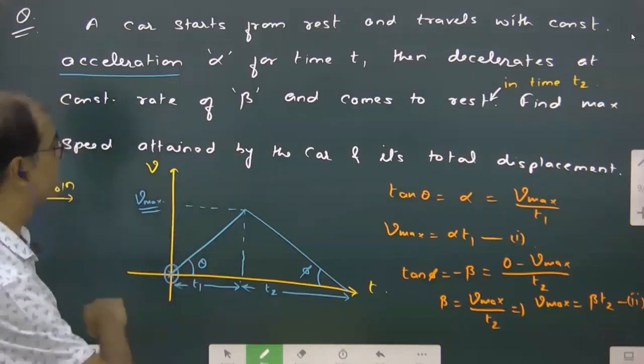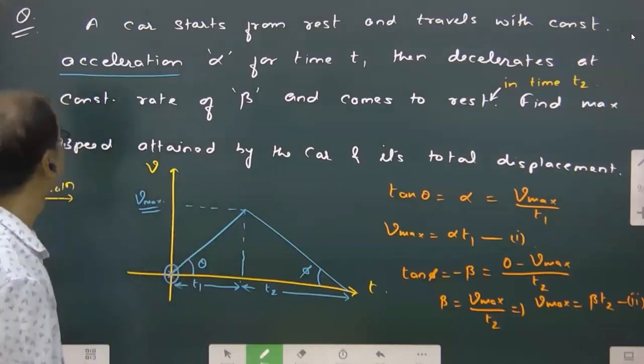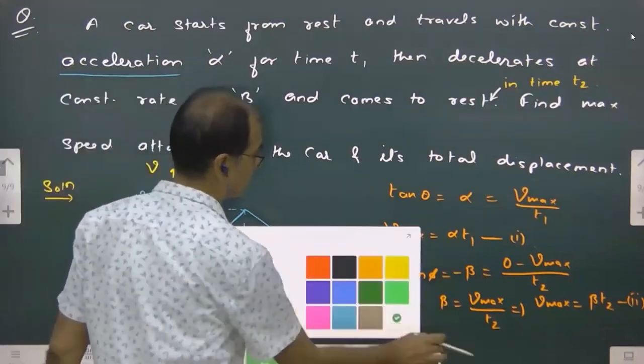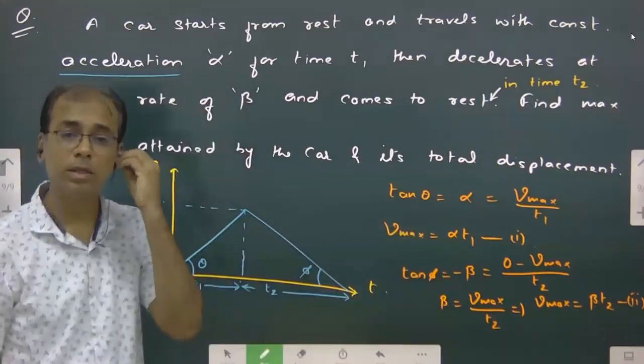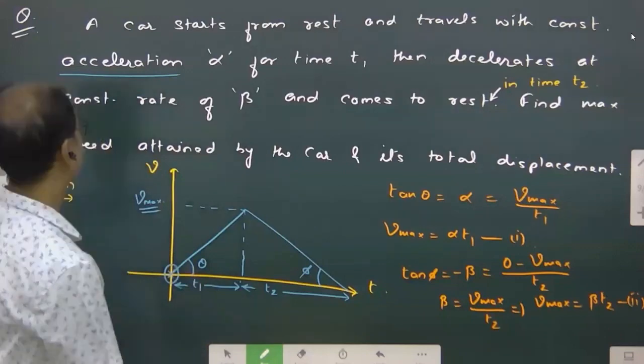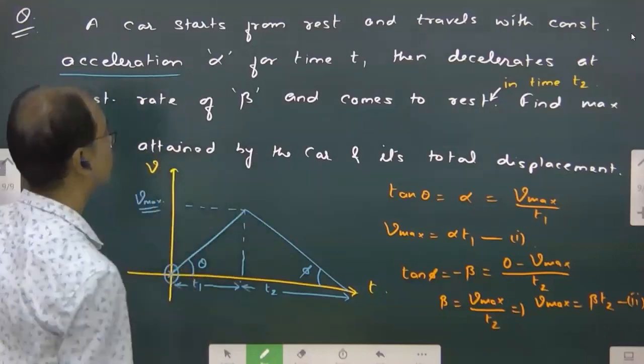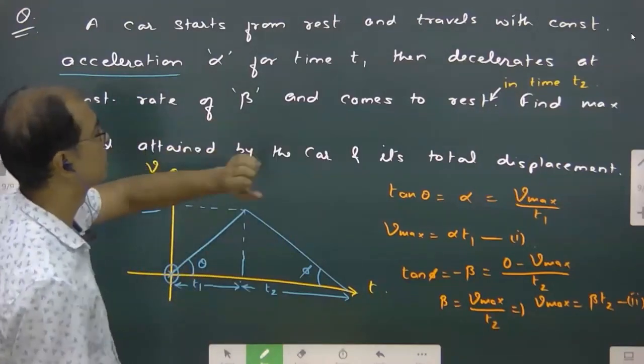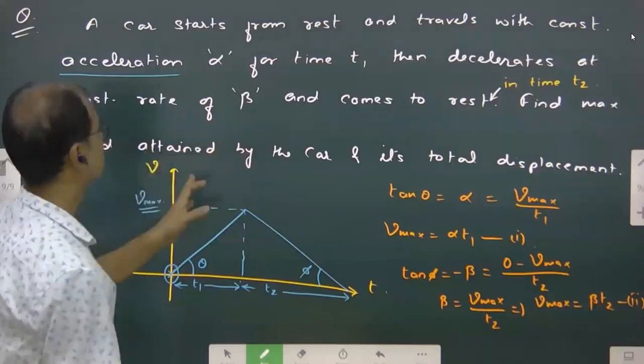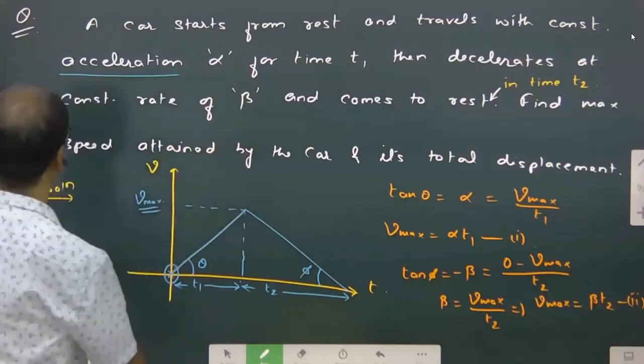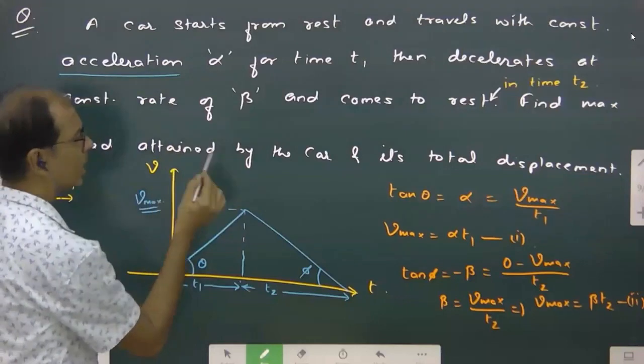If I want the answer to that question, which is a standard question, one more piece of information is there in the question: total time. The total time in the journey is T. The question says the car comes to rest in time T2, and asks for the maximum speed attained by the car and its total displacement. Or shall I add one more statement directly?